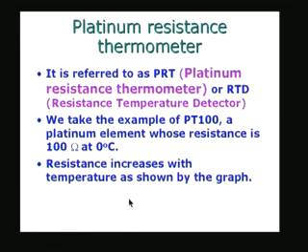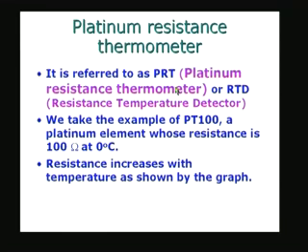So, the platinum resistance thermometer is also referred to as PRT. PRT is nothing but P for platinum, R for resistance, T for temperature, or it is also referred to as RTD. RTD is simply a resistance temperature detector. RTD can refer to any resistance temperature detector, but PRT will refer to only a platinum resistance thermometer.